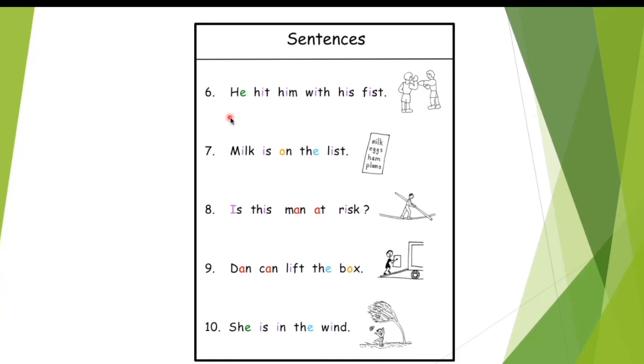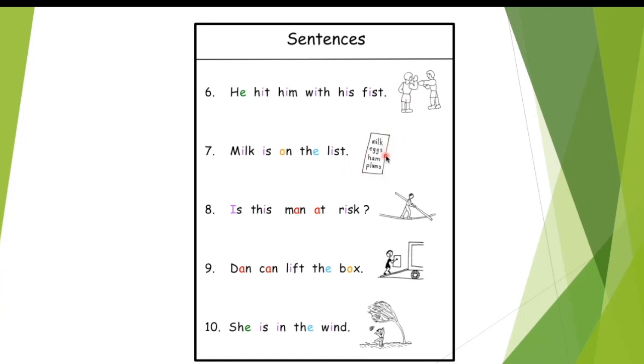Let's read sentence number 6. He hit him with his fist. Oh, two boys are here. And the other boy hit him with his fist. Is it good to hit someone with our fist? No, I don't think so. We need to be friendly, not a bully. Bullying someone or hitting someone is definitely not good.